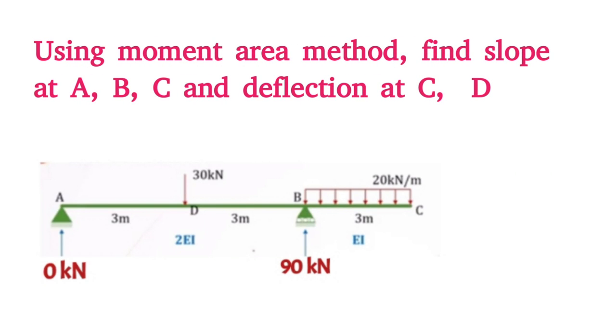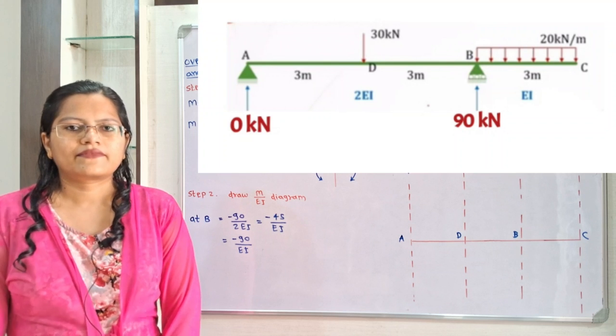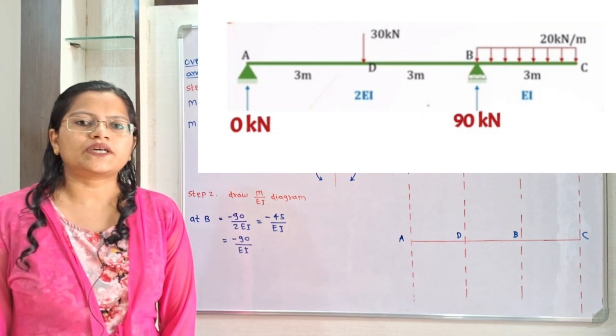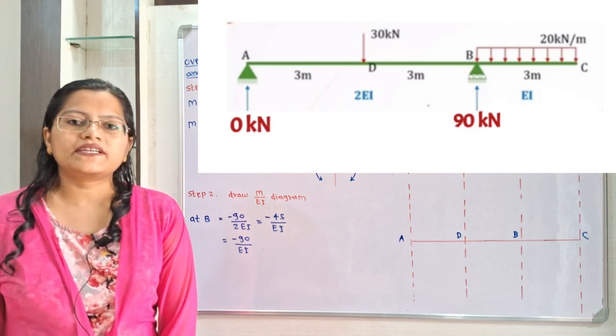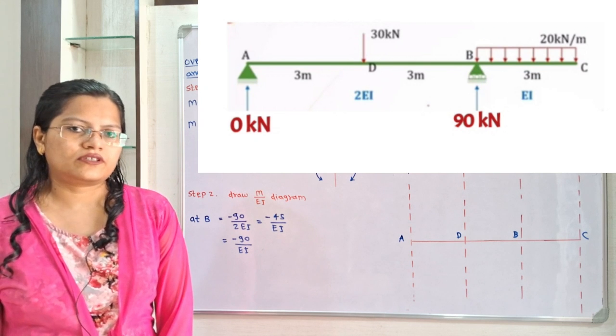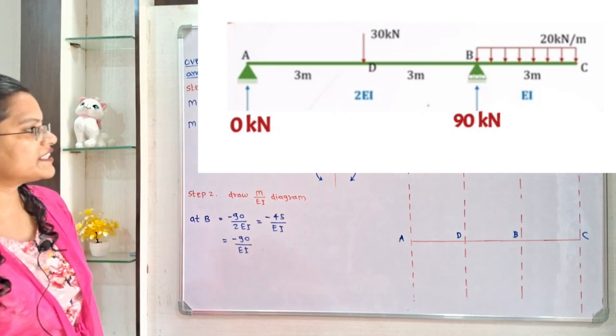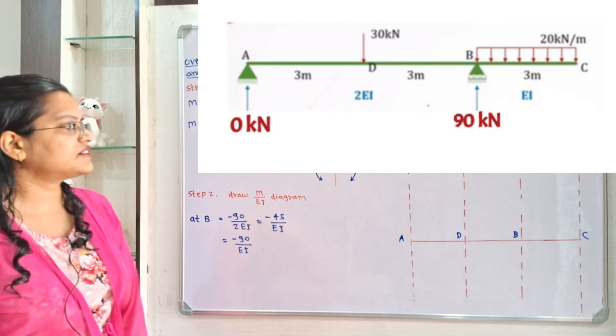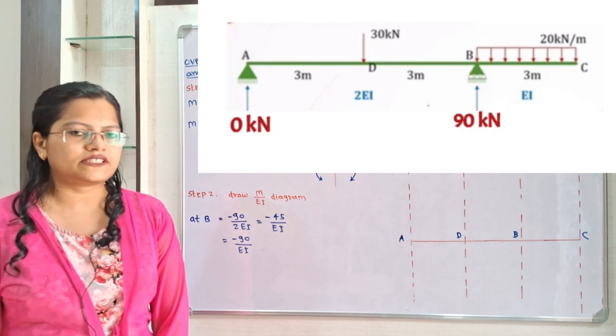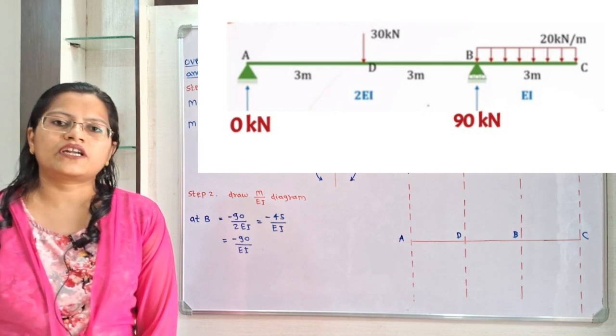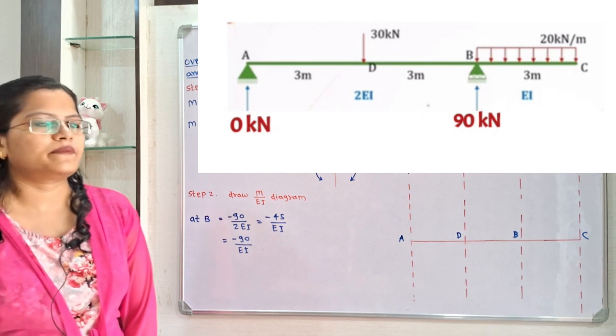Using moment area method, find the slope at A, B and C and deflection at C and D. This is the question of a simply supported beam carrying uniformly distributed load and point load. If we observe the flexural rigidity, then for part AB it is 2EI and for part BC it is EI. So for different flexural rigidity we will use conjugate beam method.